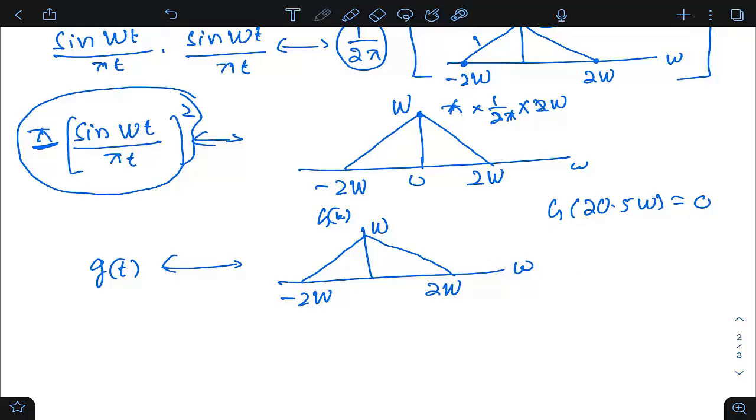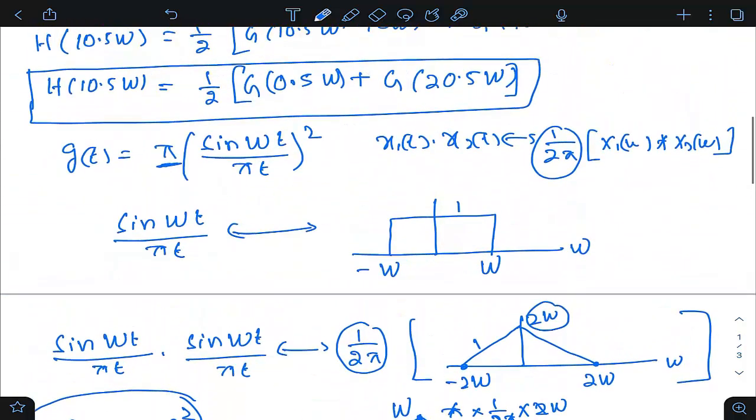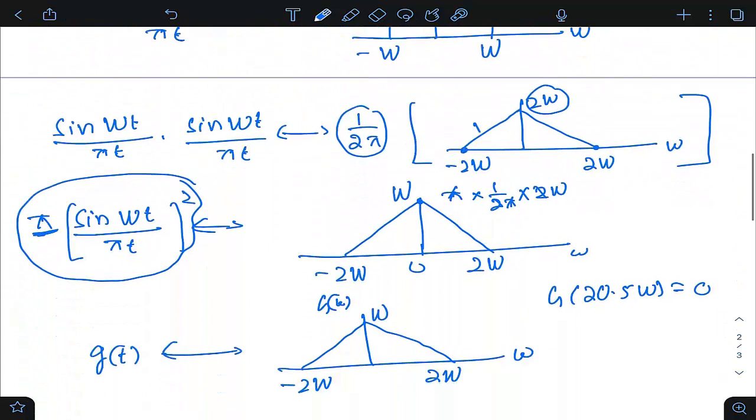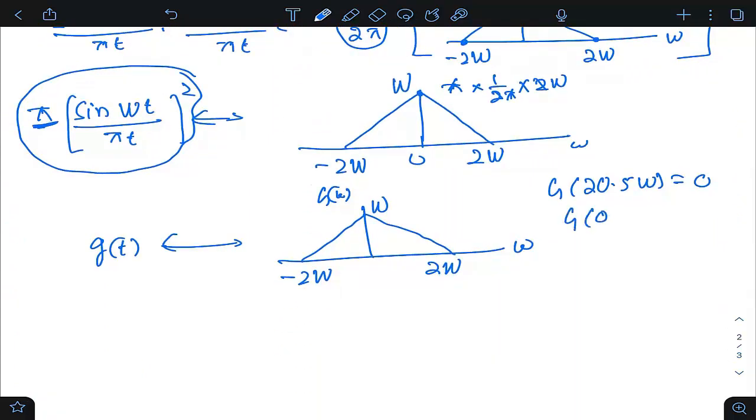And what is the other thing you need? You need G of 0.5w, you have to find it out. So where is this G of 0.5w? This is your 1w, so this will be your 0.5w. So this is the point, it is 0.5w. This amplitude you have to find out.